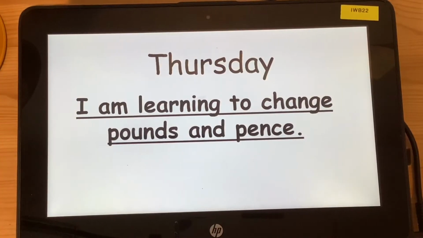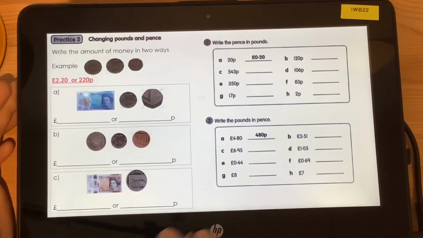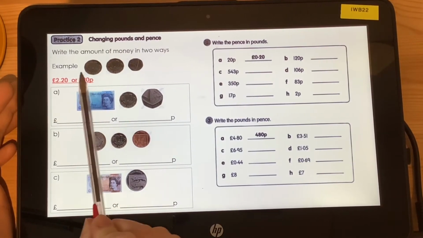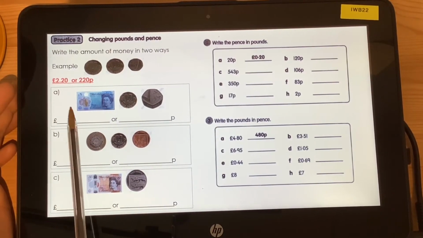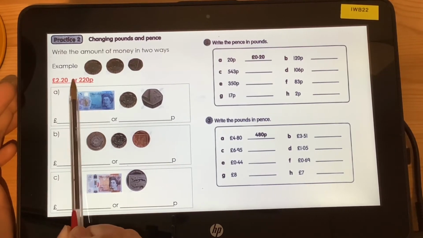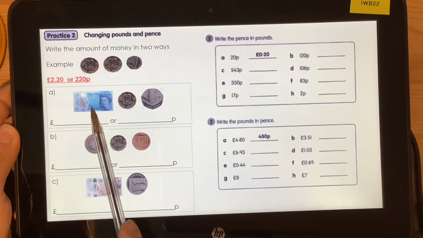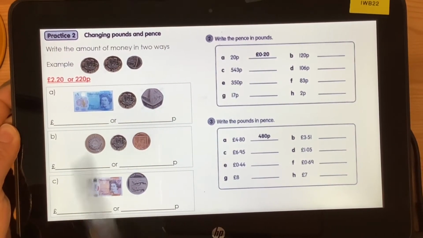Let's have a look at the slides today for learning to change pounds into pence. So this activity asks you to look carefully at the coins and the notes that you've been given and write it in the two ways. Write it as pounds and write it as pence. So if we were to look at this one, we've got a £5 note, a £1 coin and a 50p.